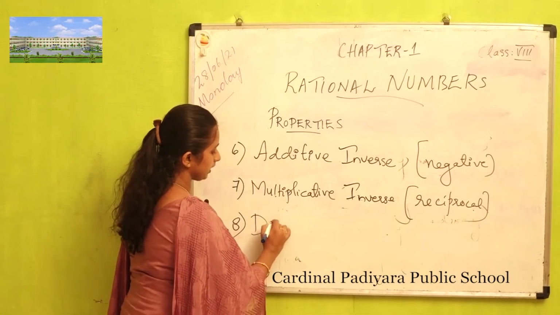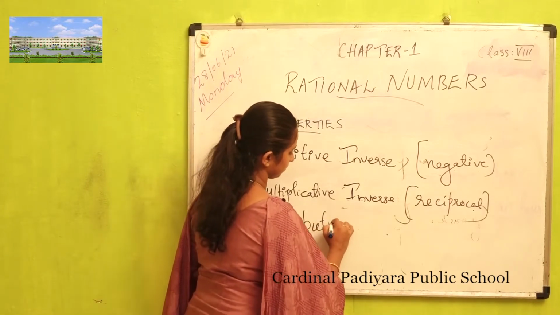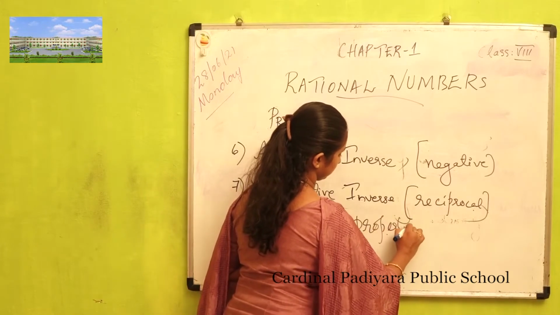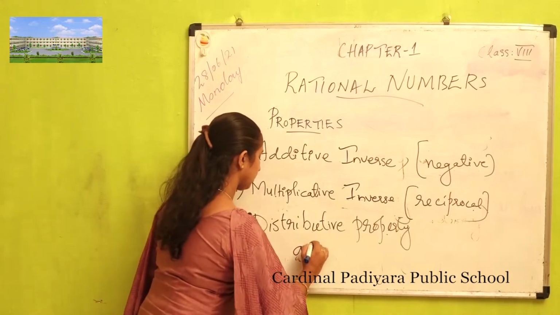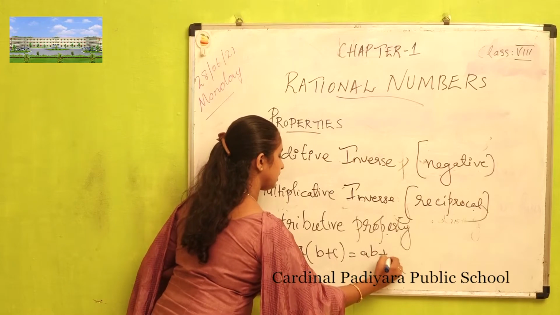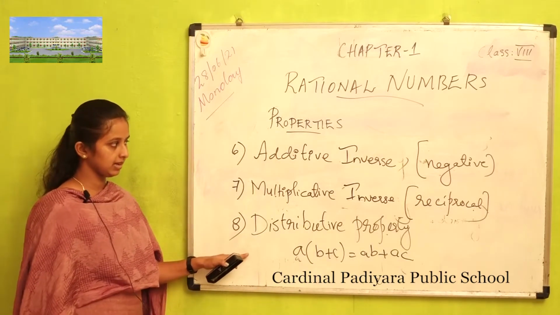And the 8th property is distributive property. Distributive property means a into b plus c can be written as ab plus ac. This we have done the example in the earlier classes.